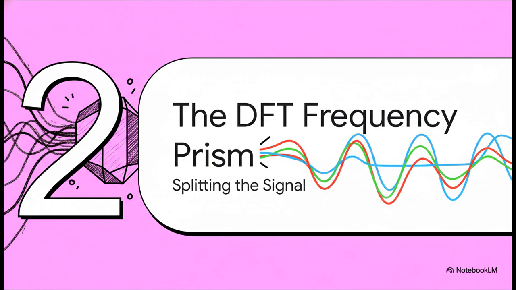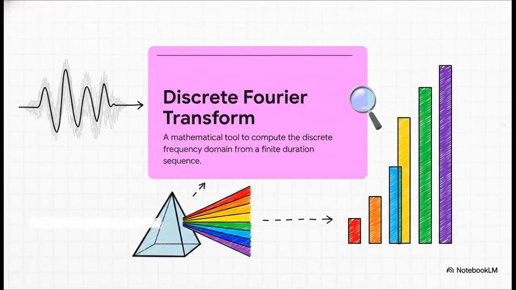Now, I know, it's a complicated name, so just forget it for a moment. The absolute best way to think about the DFT is as a digital prism. It takes a complex, all mixed up signal and perfectly separates it into all of its pure, simple parts. Okay, so here's the formal textbook definition from our source material. But what does that actually mean?